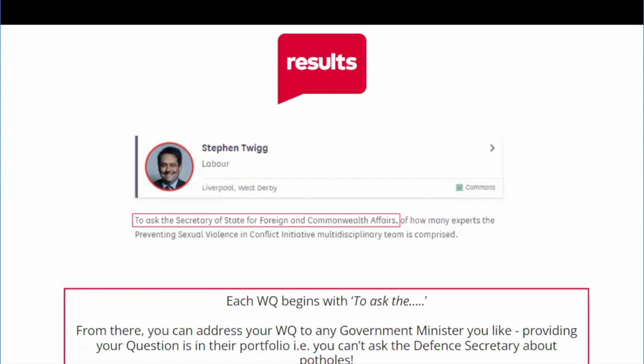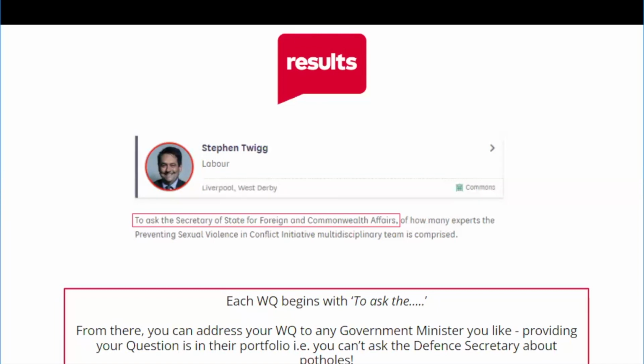So even though that was an example of a very specific question, you can ask questions about really whatever you want. If the British government is doing something in that area or is funding something in that area, then you're entitled to get a response from the government on it. But the key is getting it past the table office. The table office is the gatekeeper for these questions.